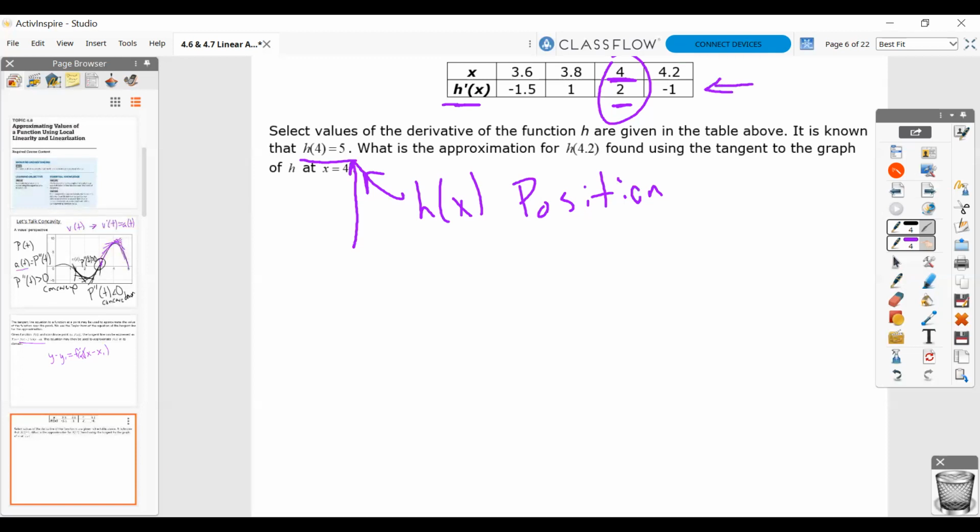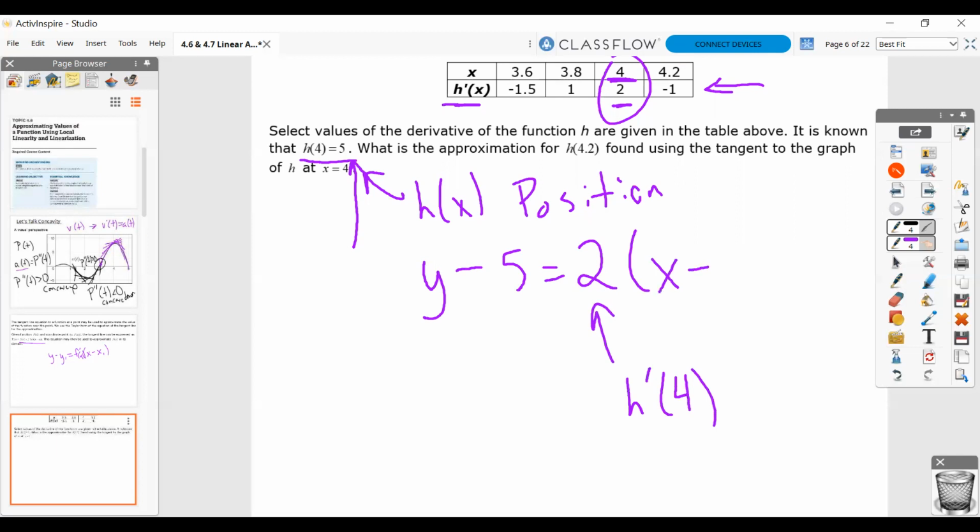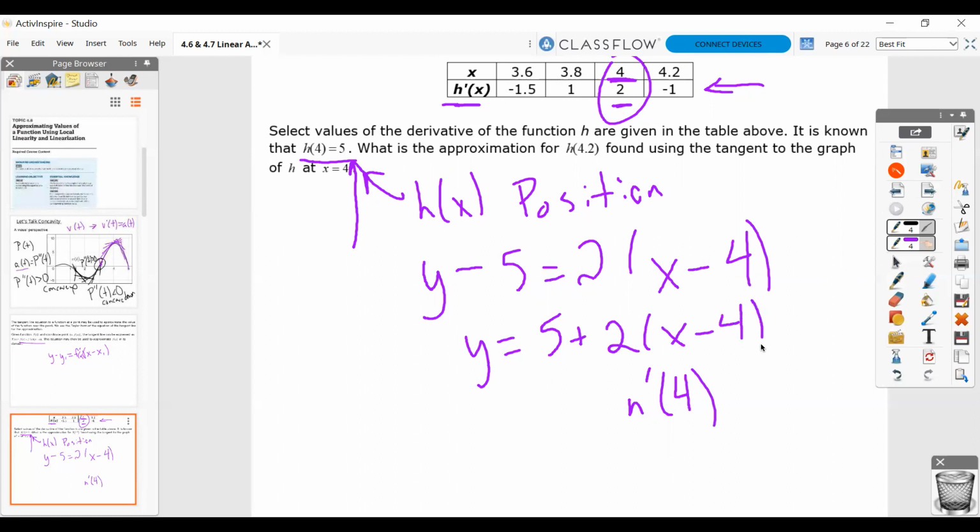We can't use the 4.2 as much as we'd like to because we don't actually know what h of 4.2 is. So we're going to say, hey, y minus 5 equals 2, which again is just h prime of 4, times x minus 4. Again, if we want to write that another way, that might be helpful for us. We would say, let's rewrite this as y equals 5 plus 2 times x minus 4. That also works.